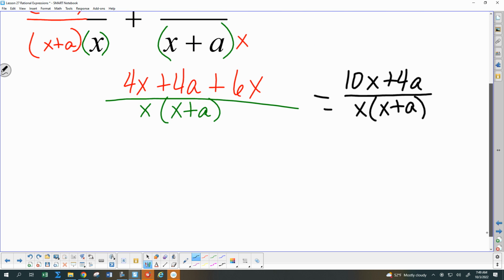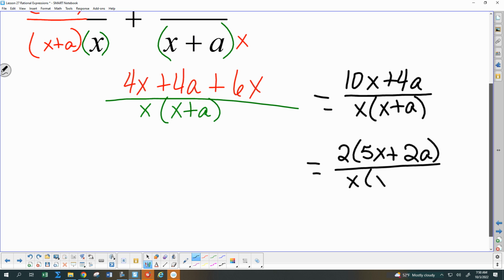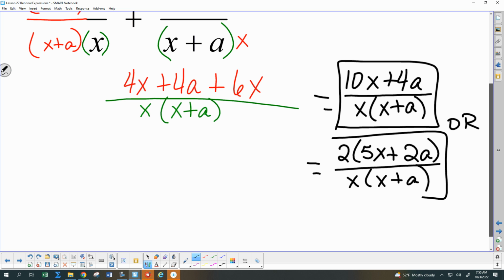And we always want to think, is there a GCF or anything else I could factor numerator and denominator? There is a GCF in the numerator of 2. But does that give me anything that I can cancel? So we at least have to think that. And in this case, I would accept either answer because factoring does not give anything that can cancel. Does that make sense?